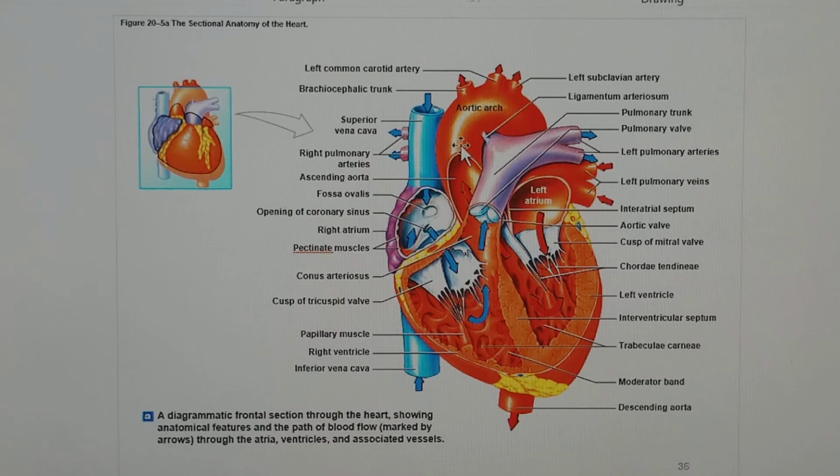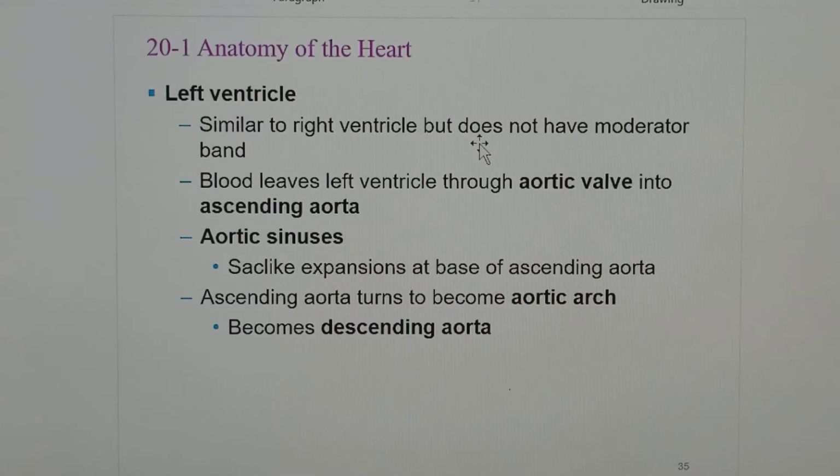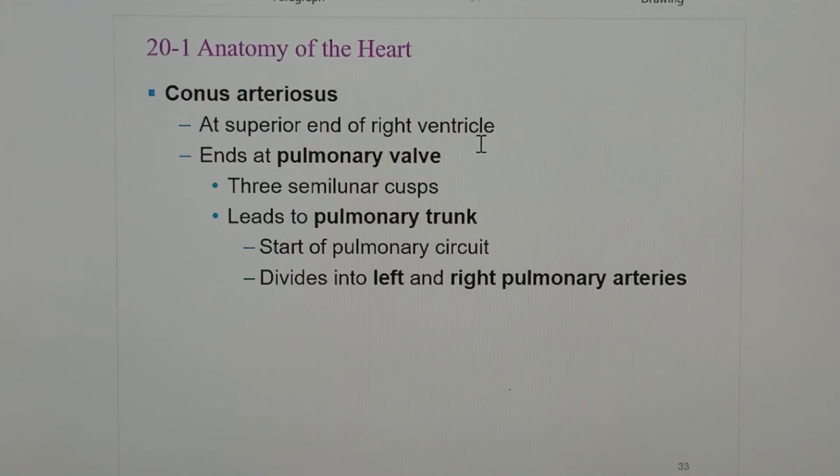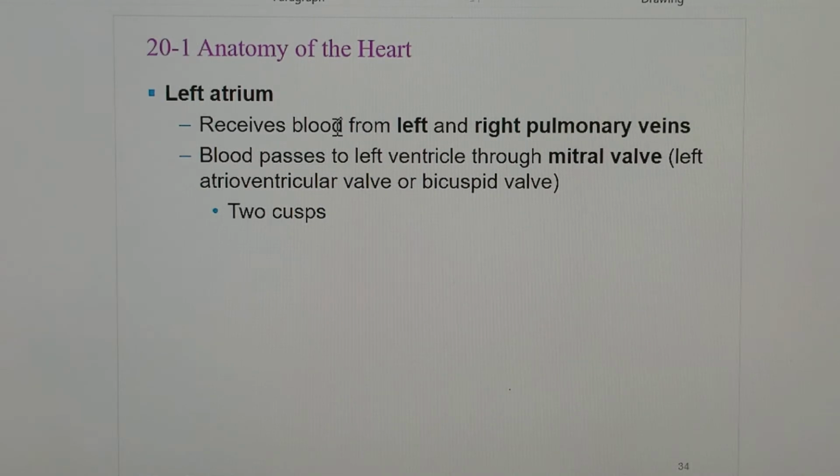Okay, so let's get a better idea of what's going on there. So it talks about the left atrium. Receives blood from the left and right pulmonary veins. Blood passes to the left ventricle through the mitral valve.